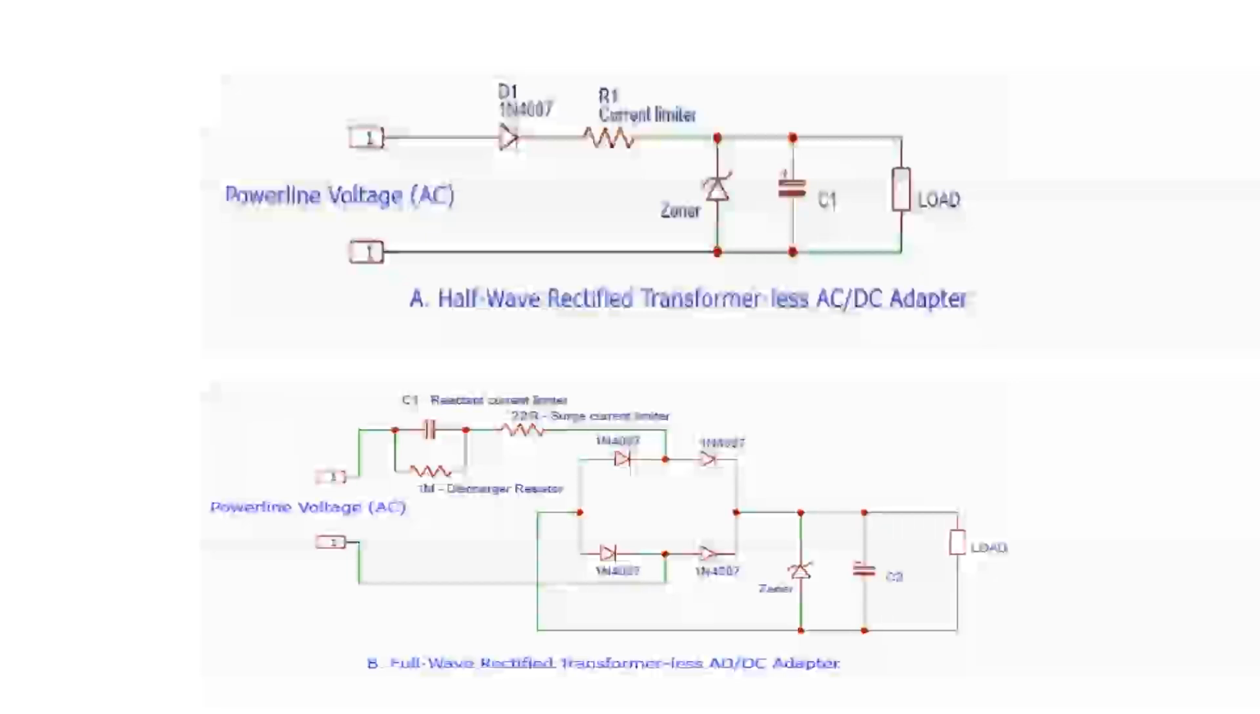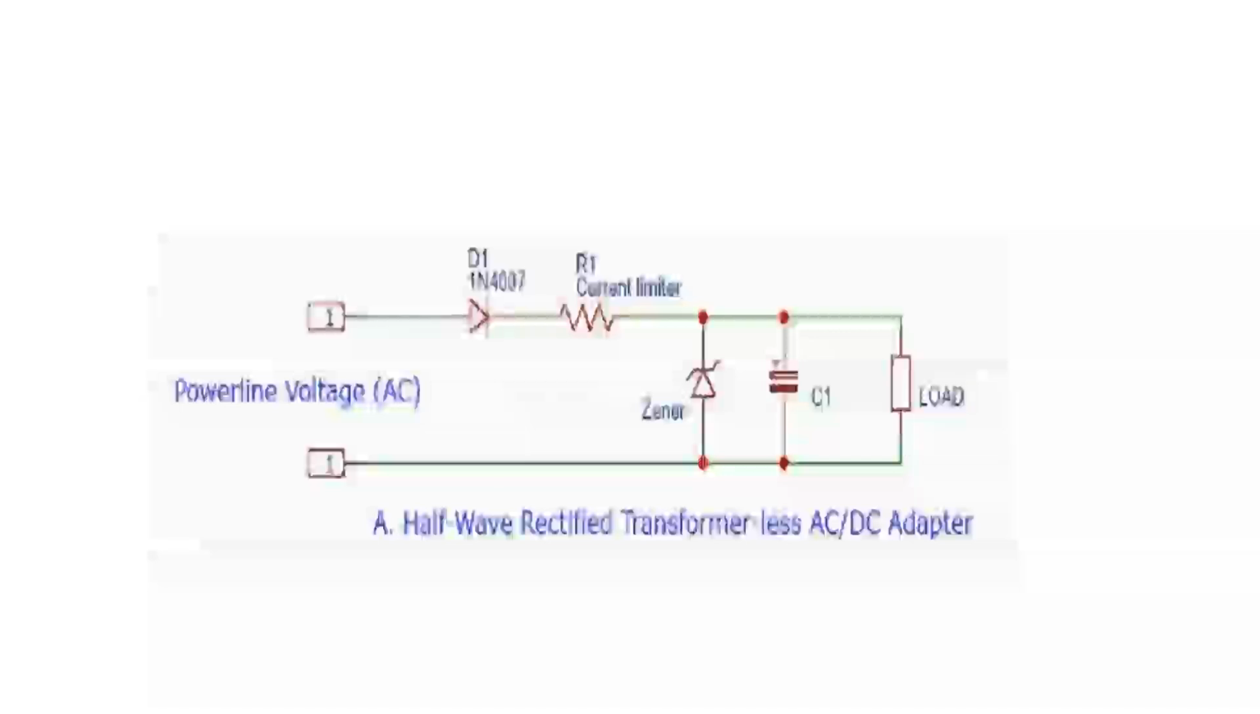A schematic diagram of a half-wave rectified transformer-less AC-DC adapter circuit is shown in the figure. Half-wave rectified transformer-less power supply circuit. The circuit depicted in the schematic diagram uses only one high-voltage diode, one Zener diode, one resistor, and one capacitor. This circuit is suitable only for devices that draw very small current. Practically, this power supply circuit can be used for devices requiring not more than 10 mA.